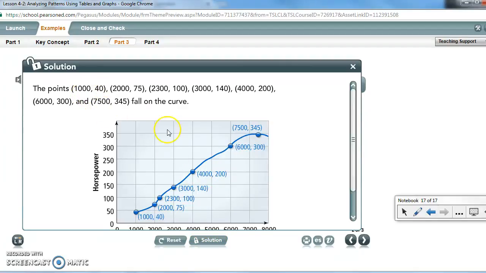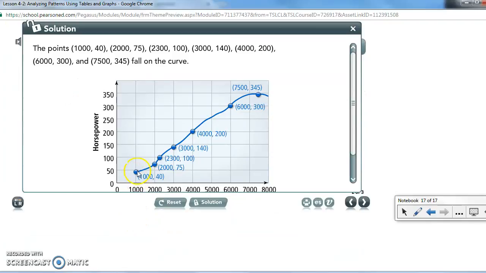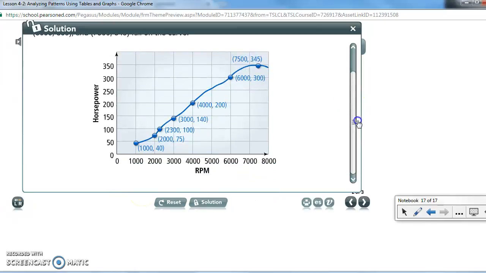So the points 1,000, because you're going to the right, 1,040 is on the graph. 2,075. Okay, we have 2,300, 100. 3,400, 140. 4,200. 6,300. And 7,500, 340. If you remember, this first number means they have to go left and right, and then the second number they go up and down. You'll be able to do this accordingly.